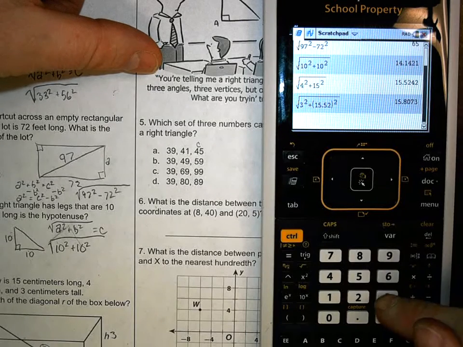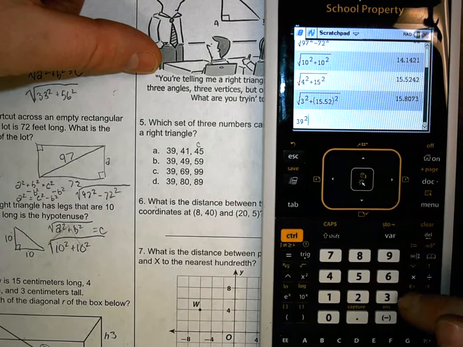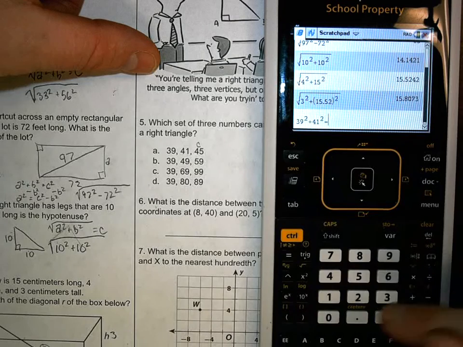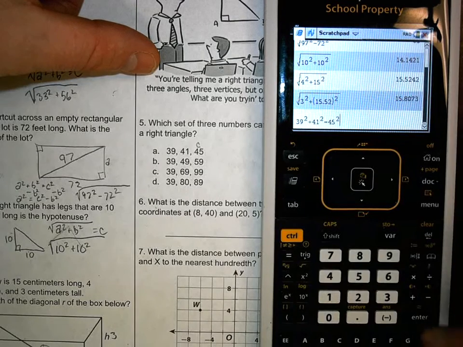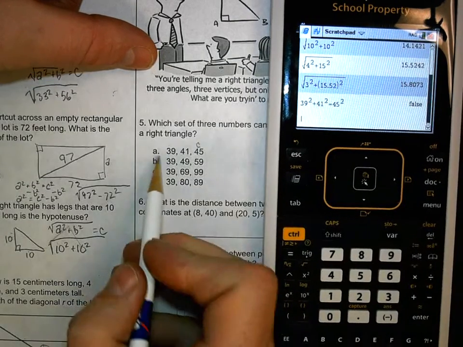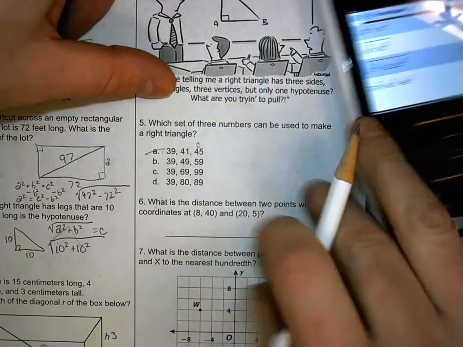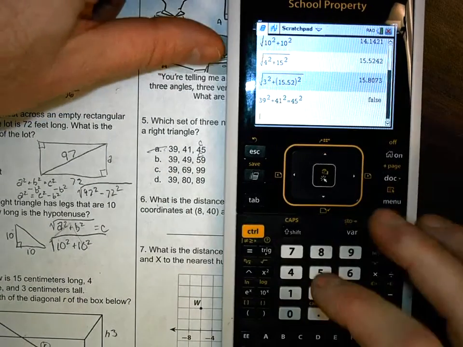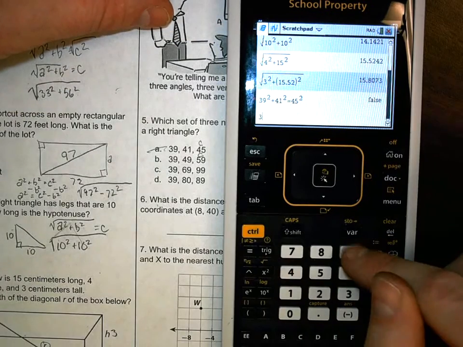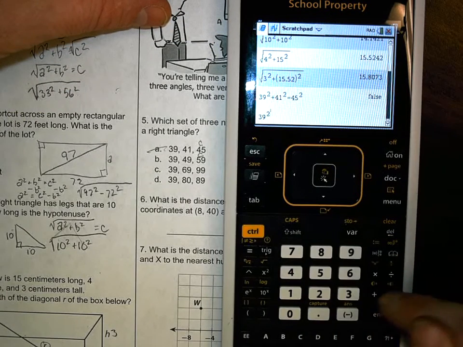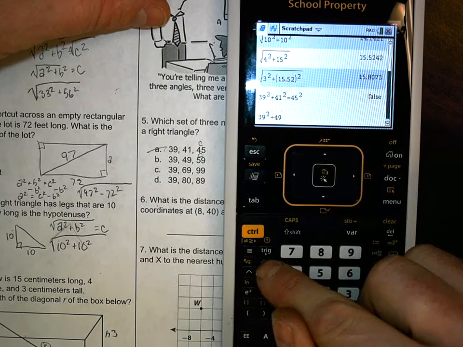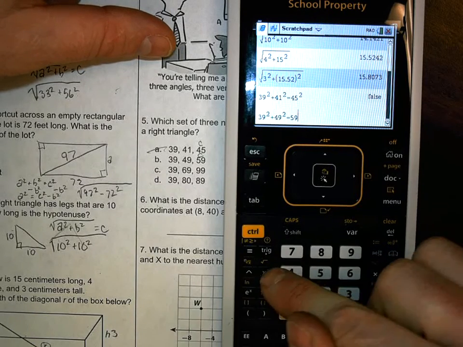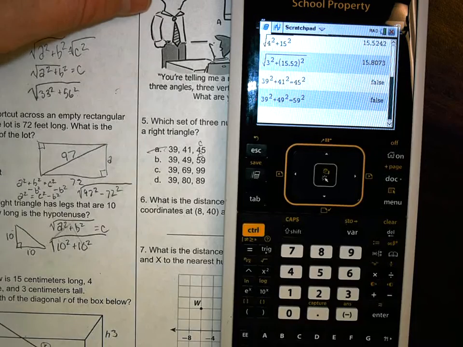I stick it in as 39 squared plus 41 squared equals 45 squared. It says false. A is out of there. Find the long one. It happens to be 59 again. I stick it in there as 39 squared plus 49 squared equals 59 squared. It says it's false.